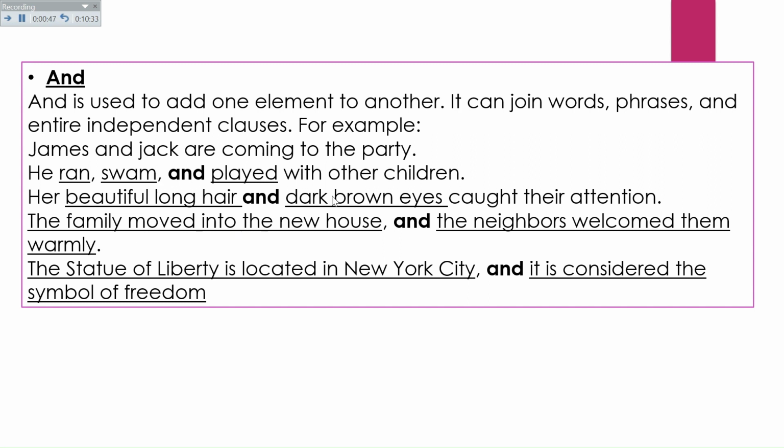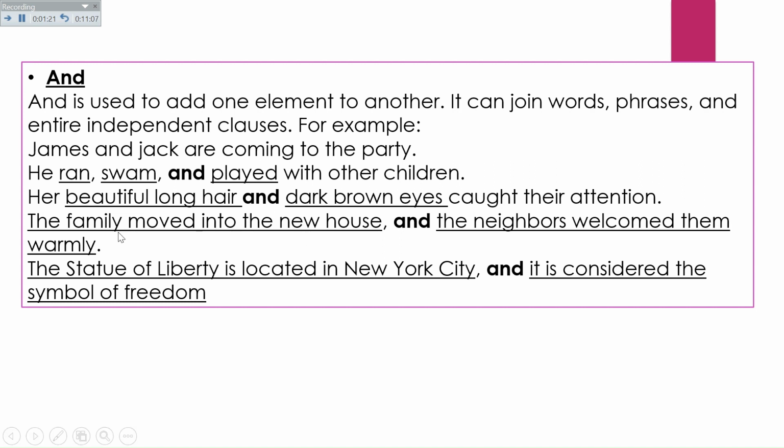Okay. Let's move to another example. Her long, beautiful hair and dark brown eyes caught their attention. Long, beautiful hair is what? It's a phrase, right? Dark brown eyes is a phrase because it does not have a subject or a verb. Since there are two phrases and the coordinator and is joining them, we don't place a comma here, because we use a comma only when we separate two independent clauses. Since they are phrases, we don't use a comma here.